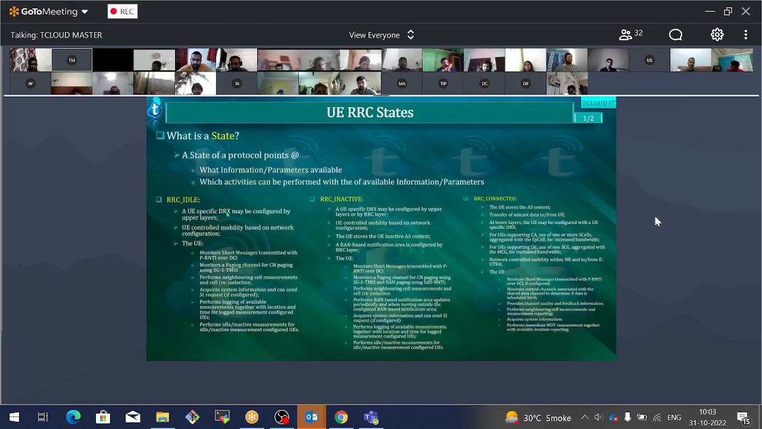The UE may be configured with a DRX, a discontinuous reception, from the upper layers, to listen to a channel called PDCCH to get to know the incoming calls or paging messages. Even if the mobile is in RRC idle state, it would be listening to PDCCH once in a while, the channel which is going to tell you the scheduling details, DCI information.